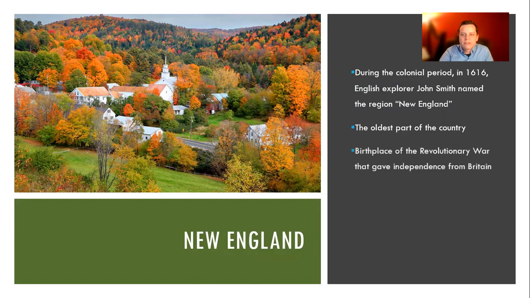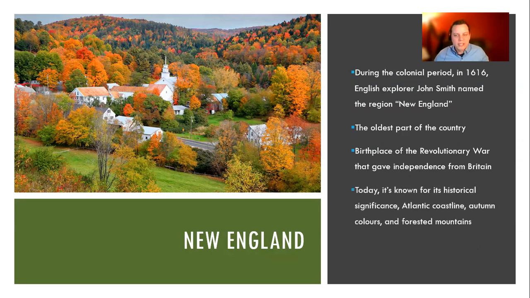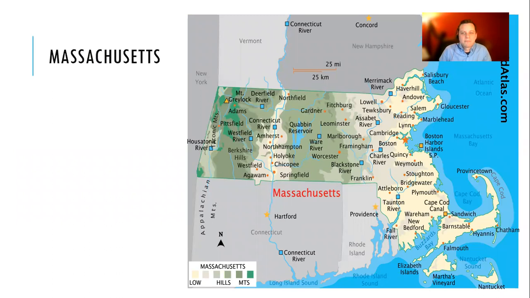And this is where the Revolutionary War started. So that's the war where they said, we don't want to be part of Britain anymore. We'll become our own country, and that's where that started. And today, it's known for the history, of course, because it's so old, but it's also known for its Atlantic coastline, the beautiful colors that you see in the picture, and forested mountains. And we spoke about the Appalachian Mountains last time, and we'll talk about them again this time, actually. So first, let's go to Massachusetts.